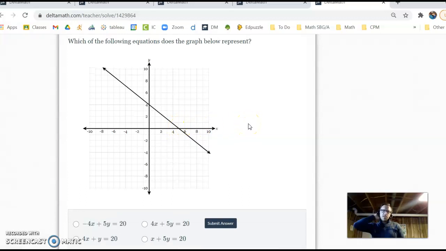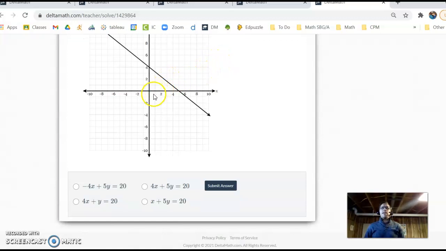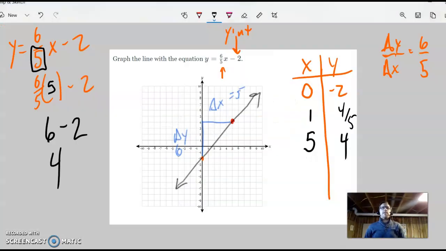And so what you can do is you can guess and check, or you can start to plug in some of these numbers. I know if I plug in a 0 for x, I should get 4, and if I plug in a 0 for y, I should get 5. Because hopefully you can see those 2 points. Let me take a snapshot of this quickly.